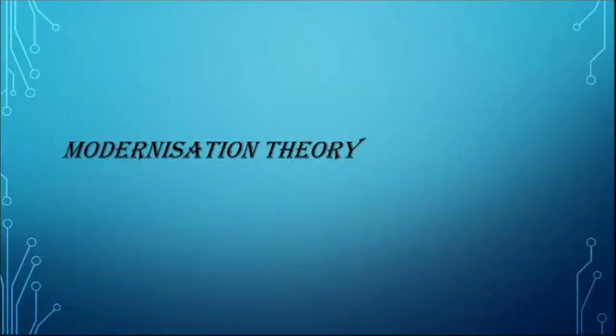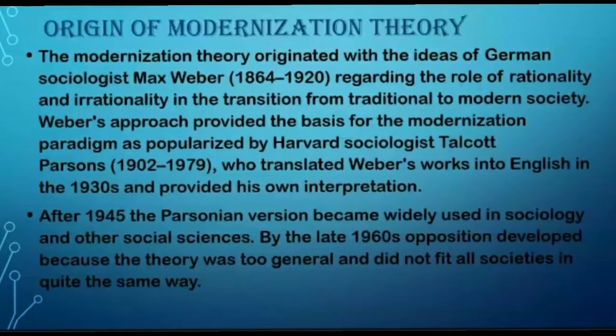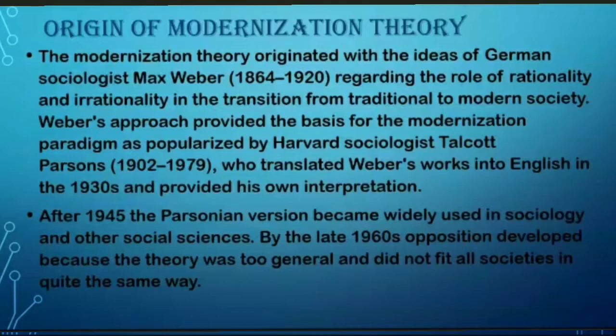The modernization theory originated with the ideas of German sociologist Max Weber regarding the role of rationality and irrationality in the transition from traditional to modern society. This approach provided the basis for the modernization paradigm as popularized by Harvard sociologist Talcott Parsons, who translated Weber's work into English in the 1930s and provided his own interpretation. After 1945, the Parsonian version became widely used in sociology and other social sciences.